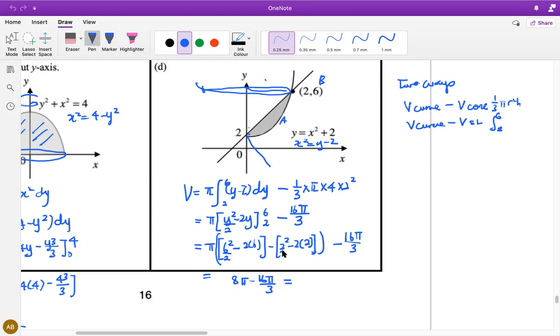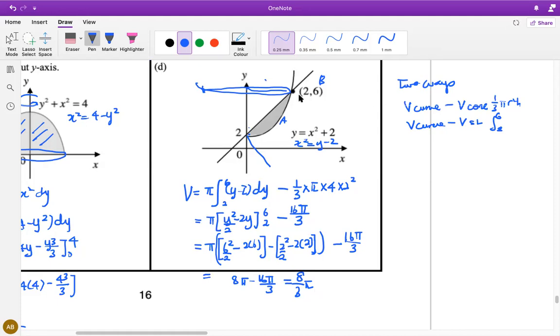Right, so here is 2, okay? 18 minus 12 is 6, and then this one you plus 2 here, right? So plus 2 here, so it's at pi, okay? So you get 8 minus 16 over 3, 8 over 3 pi, right? Okay, so you can check.